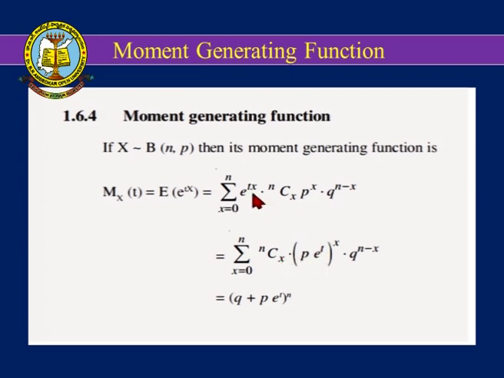Here, e power tx and p power x have the same base x, so x is common in both terms. I am treating e power tx into p as one term, so I can write the whole to the power of x into q to the power of n minus x. After expanding this summation, we get q plus p into e to the power of t, whole to the power of n, which is the required moment generating function of the binomial distribution.